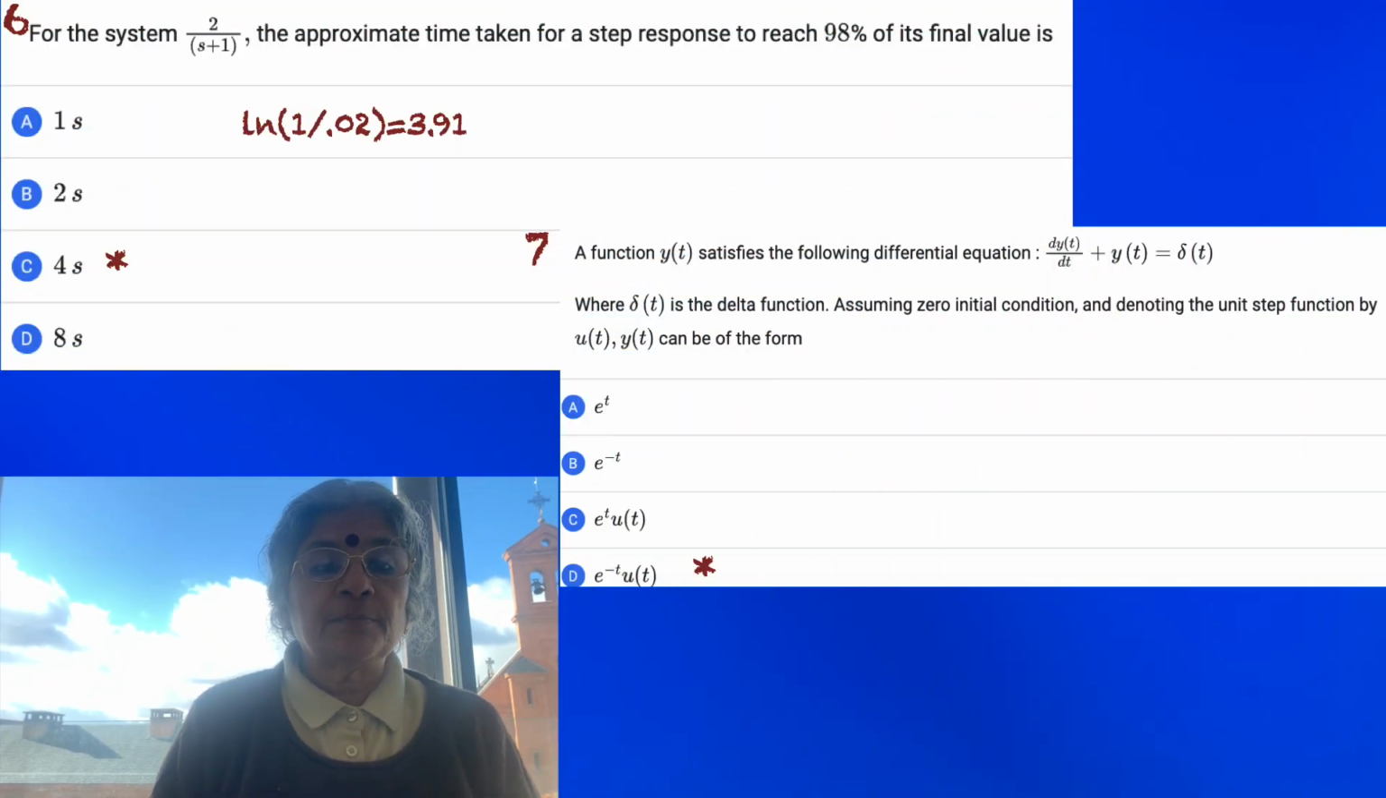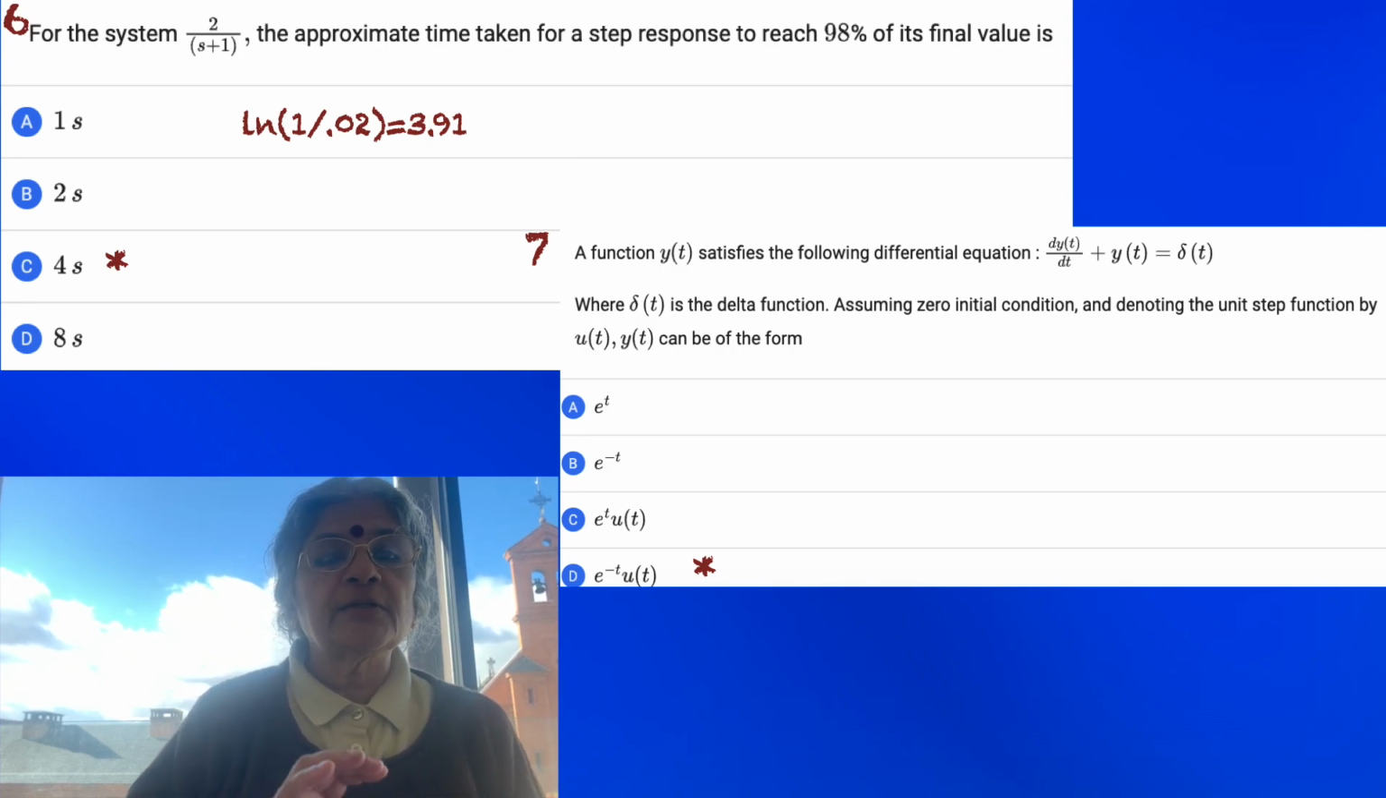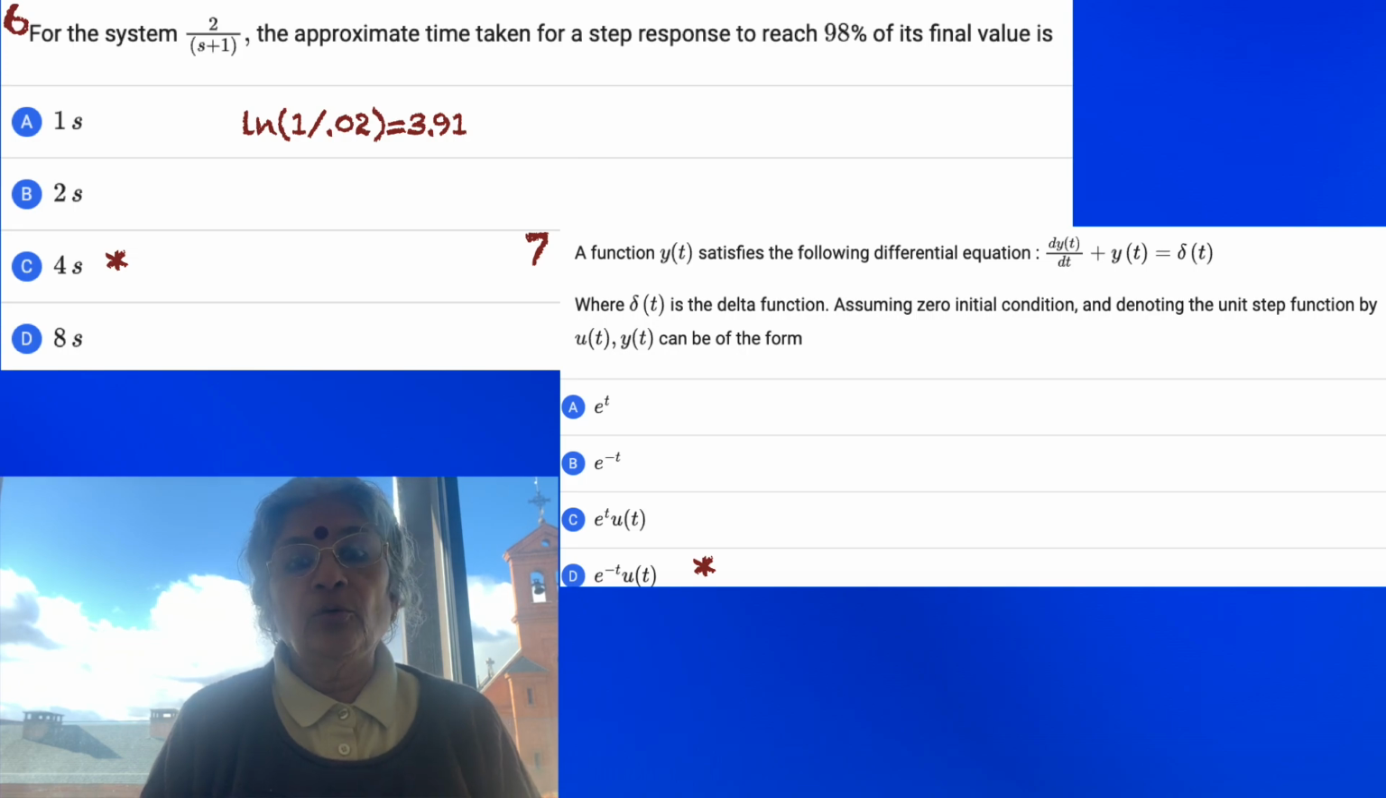Moving to the sixth problem, for the system 2 by s plus 1, the approximate time taken. So 2 by s plus 1 tells us about 2 into e raised to minus t. So e raised to minus t is the way in which the system is going to grow or decay.